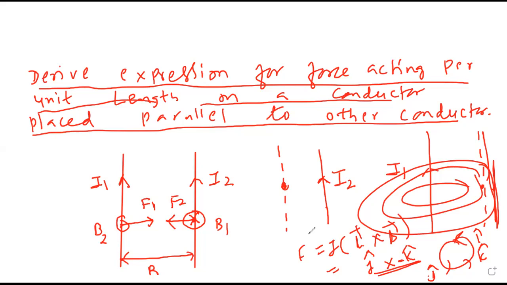What is the formula for B near a long straight conductor? Mu naught I upon 2 pi r. Correct. And the formula for force due to a current carrying conductor? ILB sine theta, where theta is the angle between conductor and field. Is it 90 degrees? Yes. Now we'll start.